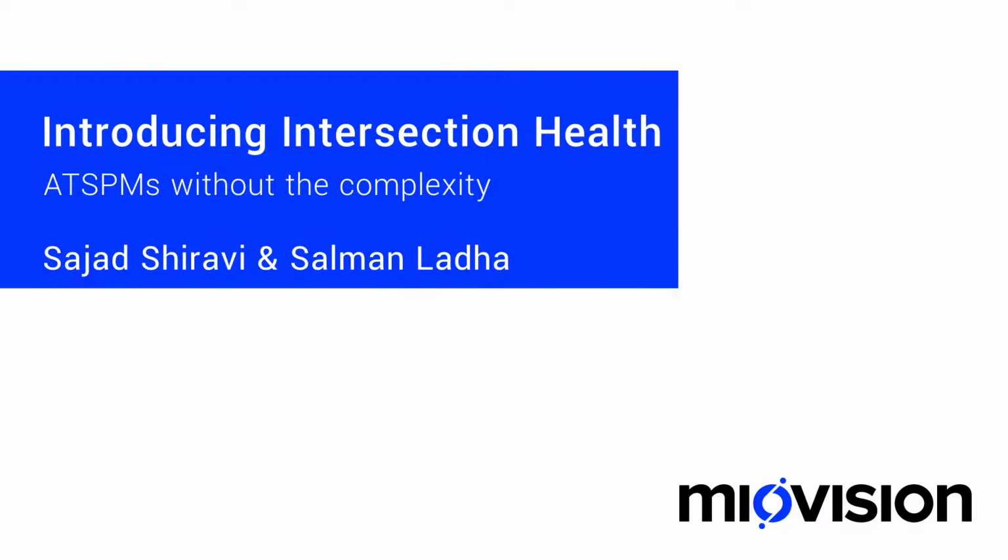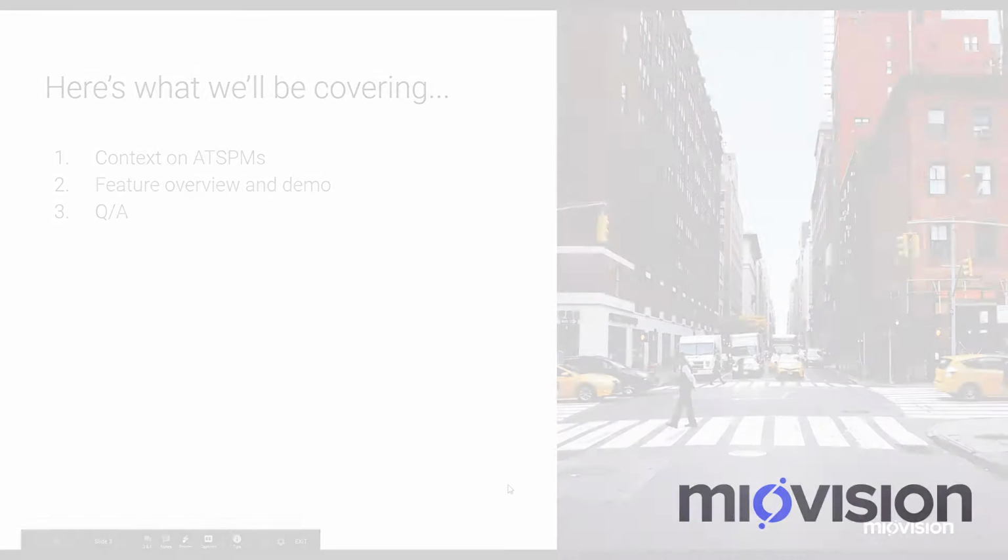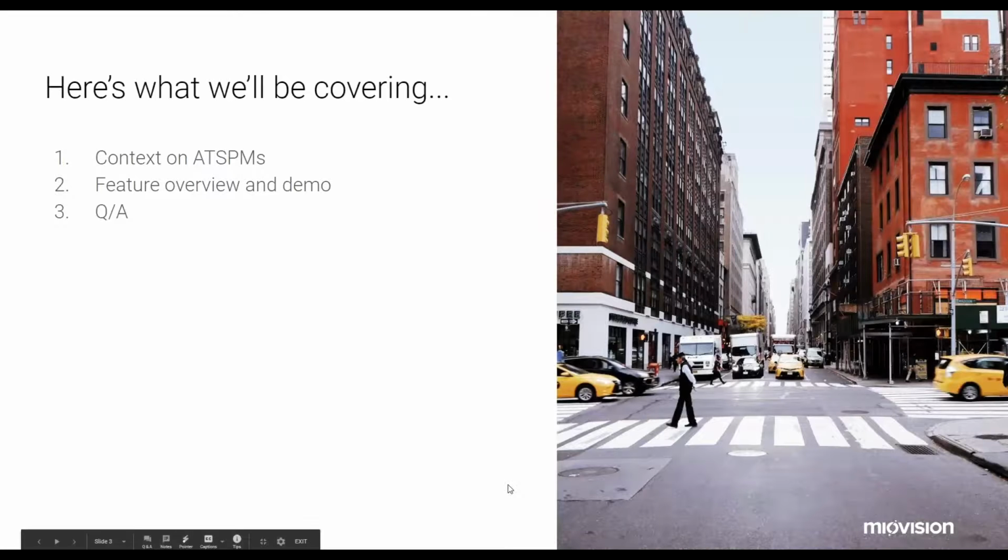Really excited to be here today to talk about this new feature that we've delivered on our TrafficLink Performance Measures product, our intersection health feature. First and foremost, today's focus is going to be all about this new feature that we're delivering to our customers and the market, but we can't do that without providing a little bit of context, a little bit of insight and history into ATSPMs.